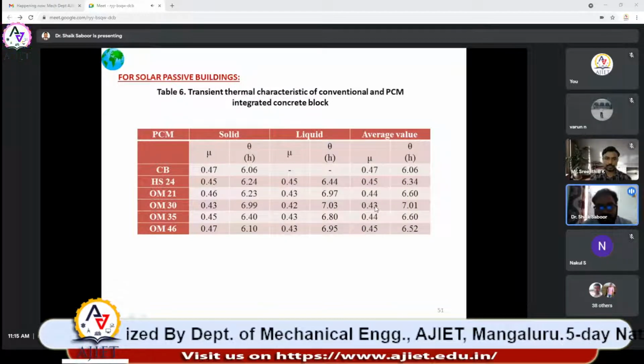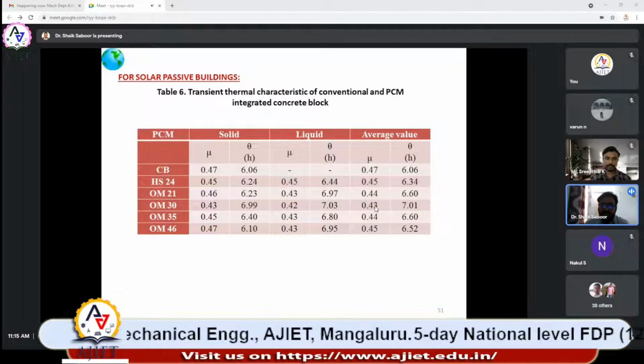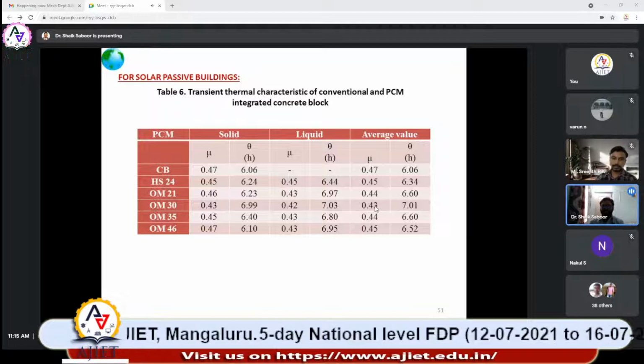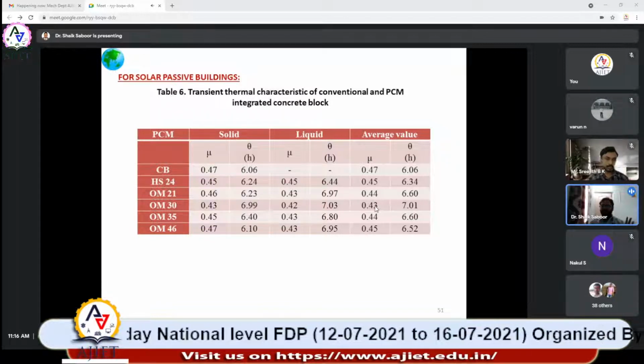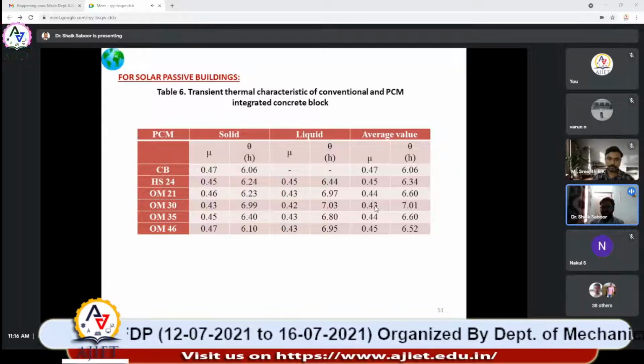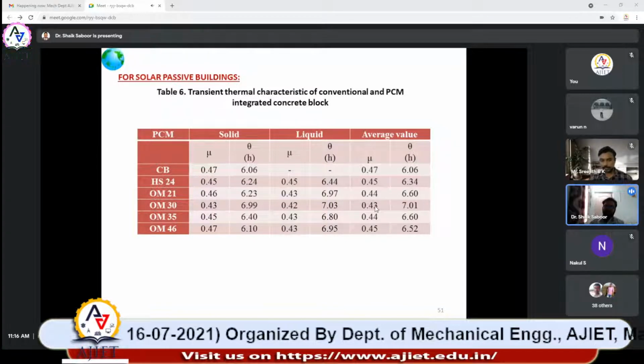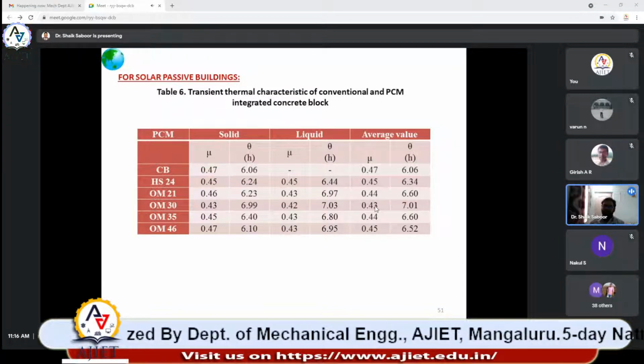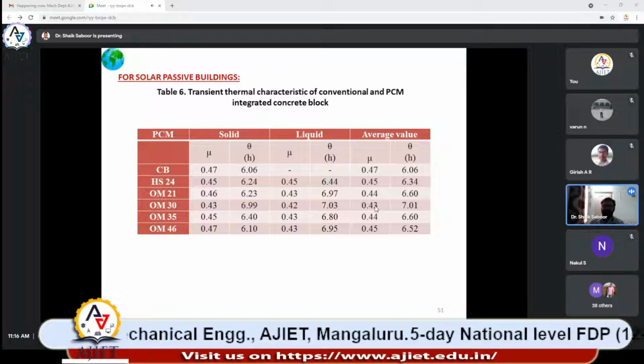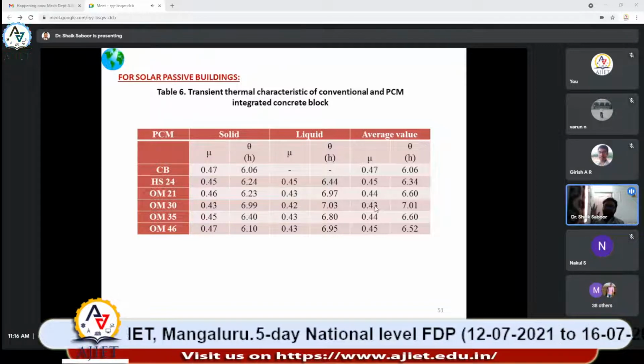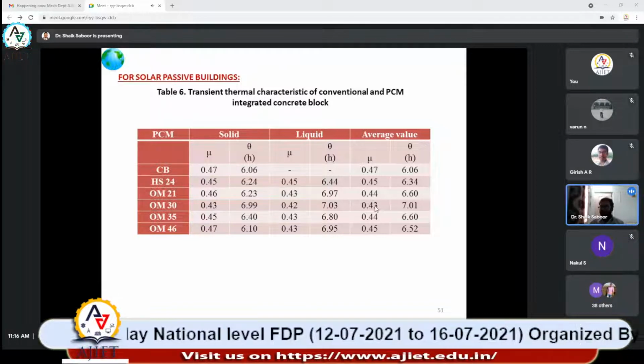Time lag and decrement factor are very important, especially if you are using the building as a non-air conditioned building, for example office buildings. If heat comes inside the building during night time, there is no problem, because at night time no one will be there in the office.